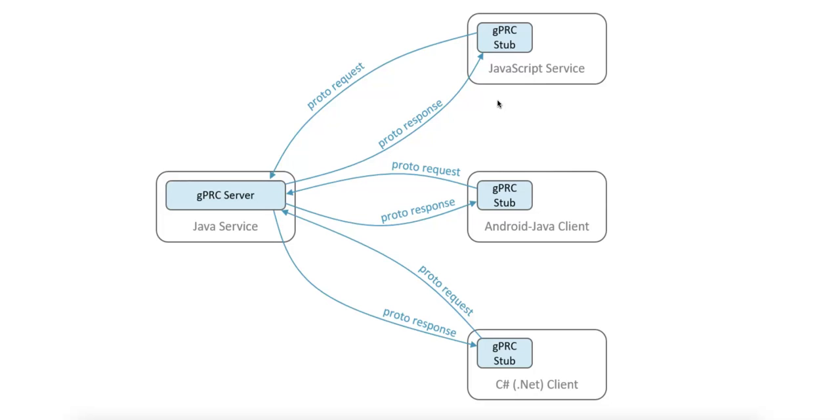Proto requests and responses. So clients send proto requests, which are serialized using protocol buffers, and the server responds with proto responses. This ensures that data is exchanged efficiently and in a format that can be understood by all parties, regardless of the language that they're written in. So in summary, the diagram shows how gRPC enables seamless communication between services written in Java, JavaScript, Android Java, and C#, ensuring that they can exchange data efficiently using protocol buffers.